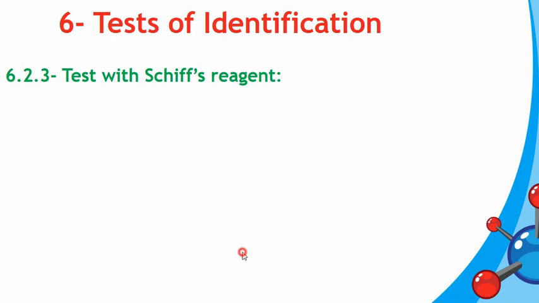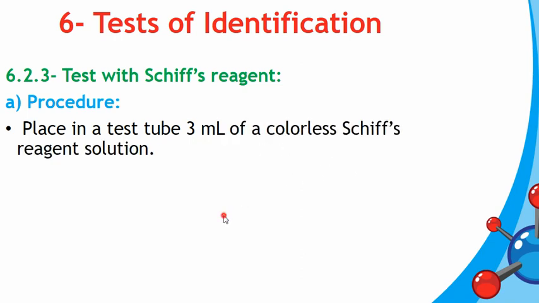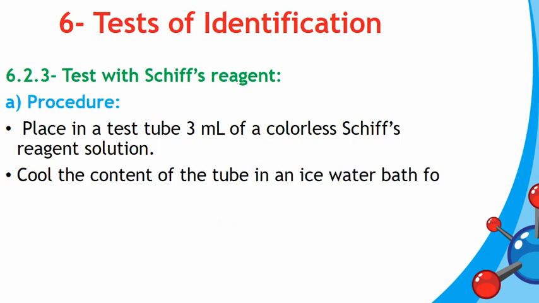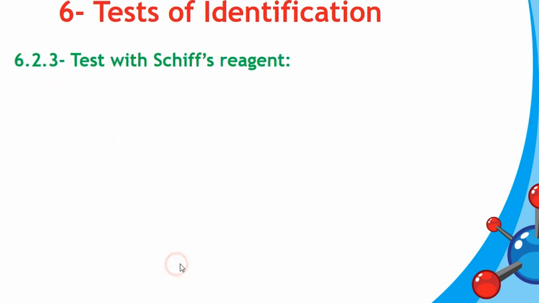Test with Schiff reagent. Procedure: place in a test tube 3 ml of the colorless Schiff reagent solution. Cool the content of the tube in an ice water bath for 2-3 minutes. Then add a drop of the liquid colorless organic compound, then shake.